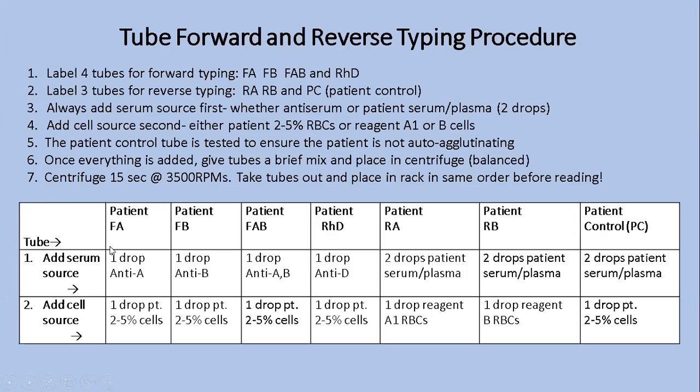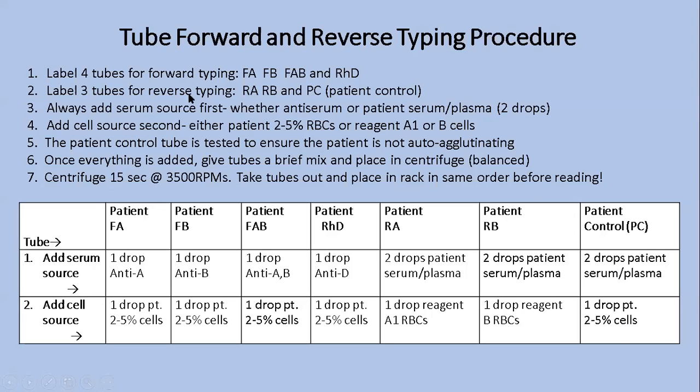So with our forward typing, as from last time, each one of these tubes has known anti-sera in them, so they're going to get 1 drop of our patient's 2 to 5% red cell suspension. Okay? When we move on to our reverse testing, this is where the reagent red cells are used. So that the reverse A gets 1 drop of A1 red cells, and the reverse B gets 1 drop of reverse B cells. The patient control, remember, we're just testing patient with themselves. So we're going to add 1 drop of that patient's 2 to 5% red cell suspension to that.